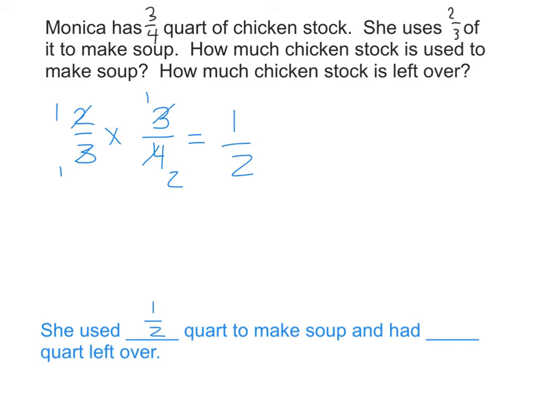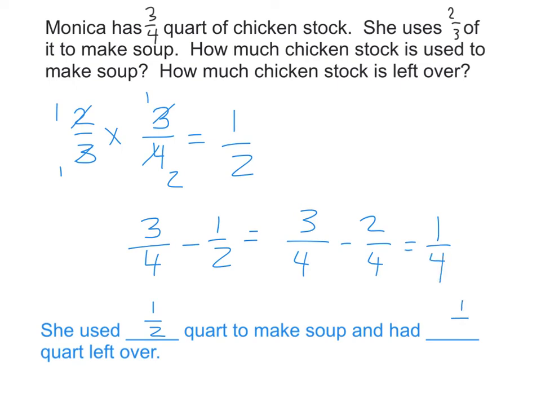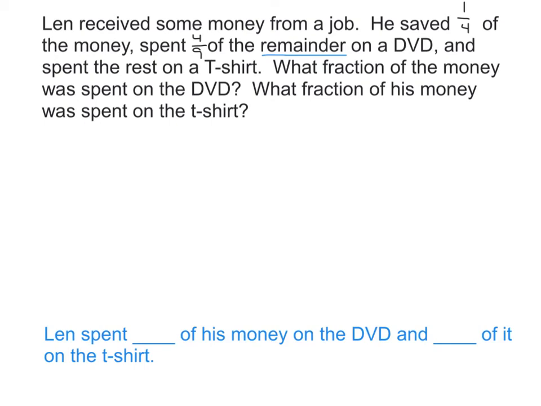Now, if she had 3/4 of a quart and she used a half, then with a common denominator, that would be 3/4 minus 2/4 would be 1/4 left over, which is what we found a little bit ago with our model. On this remainder question, if he saved 1/4 of the money, then the remainder would be 1/2 minus 1/4, which is 4/4 minus 1/4, which is 3/4 for his remainder.